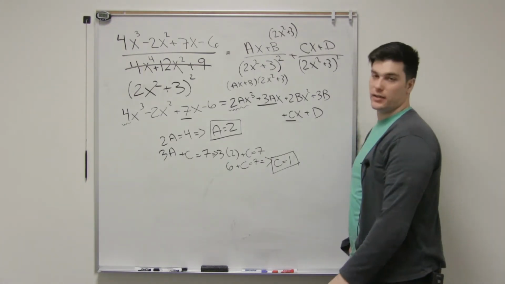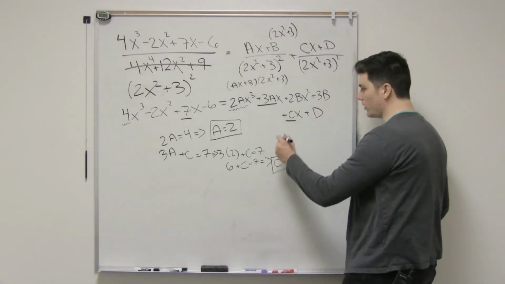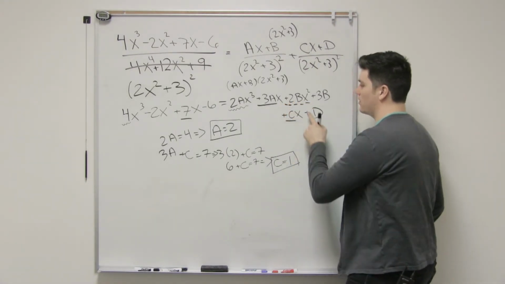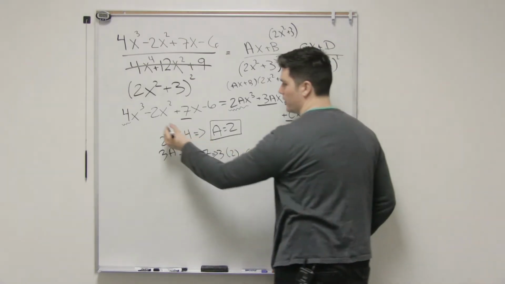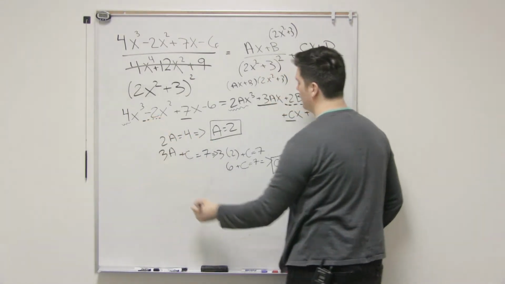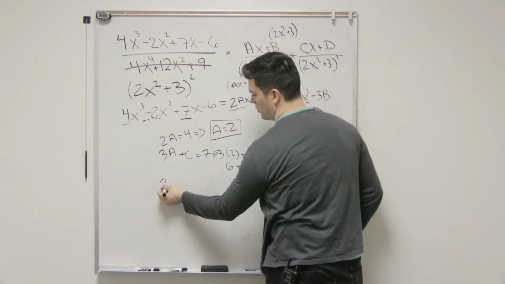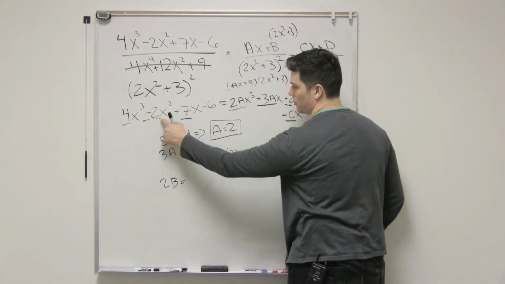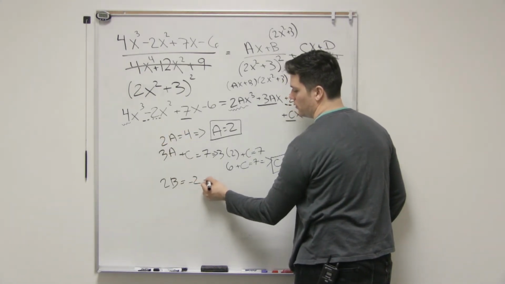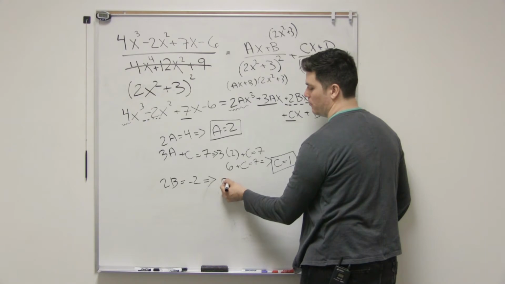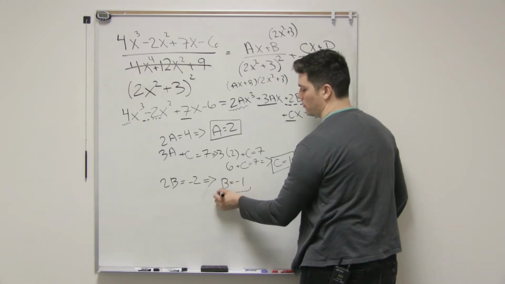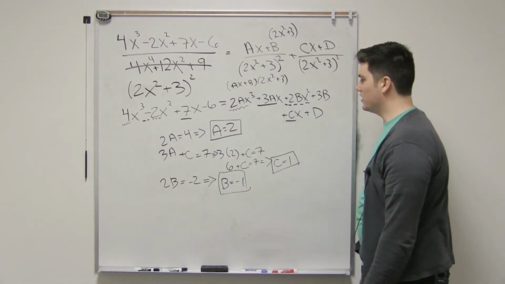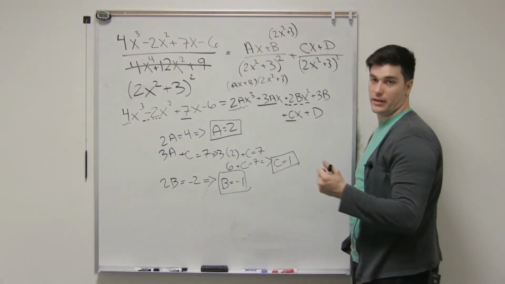Now let's go ahead and jump back and do x squared. That's our only x squared here, and there's an x squared there. So 2b must equal -2, and divide each side by 2. B equals -1. Now we've got a, b, c, we need to find d, and so we look at the constant term.